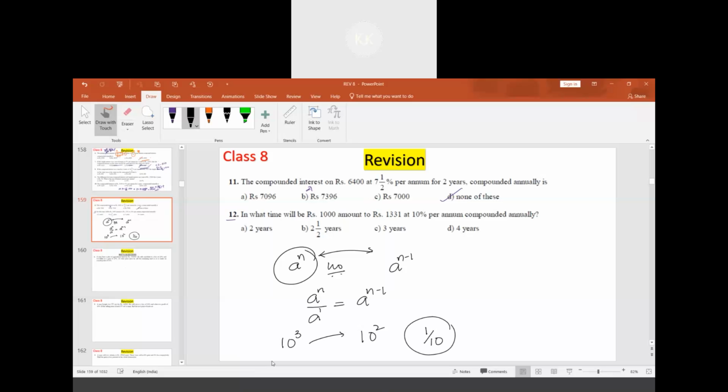If the base is 10, I have to take 1 by 10 times. If the base is 5, suppose it is 5 cube, to get 5 to the power of 2, I have to take 1 by 5 times. So 1/10 should not be the answer because they have not given that the base is 10. 10 times is also not the answer. Option C, 100th of the previous number, is also not the answer. It should be 1 by the given number. That option is not there.